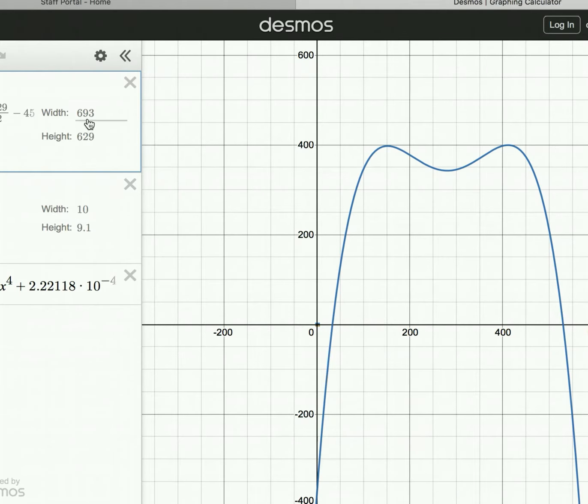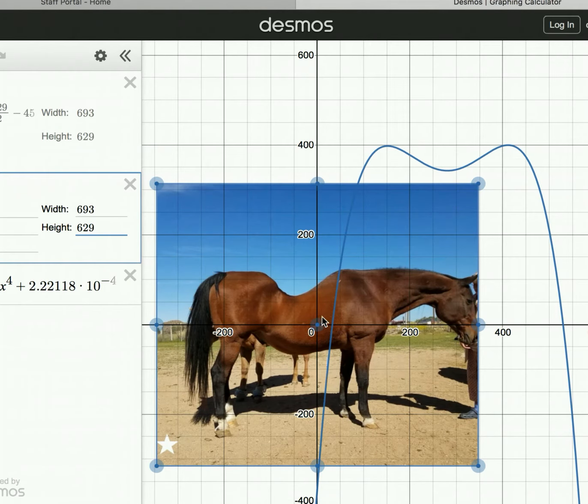Now I changed the size, the width and the height, to match the width and the height of the actual picture that I had taken this from. So it was 693 pixels by 629 pixels. And that makes sense because I want the scale of my diagram to match up with the scale of my points that I had sampled. So 693 and 629. But the problem is now it's got the horse dead center and my equation is modeled somewhere over here.